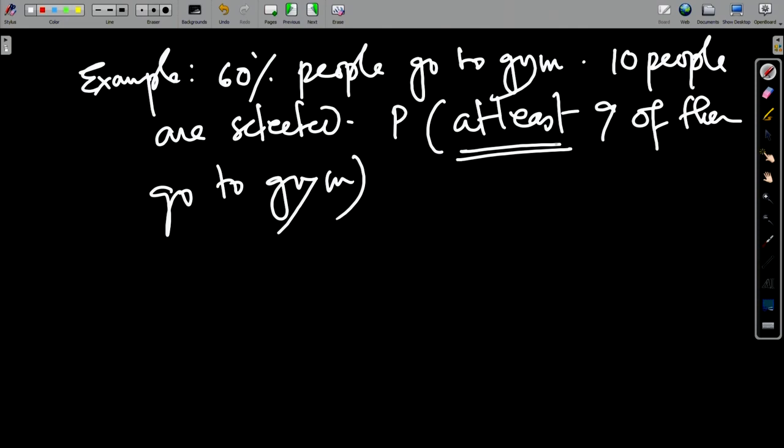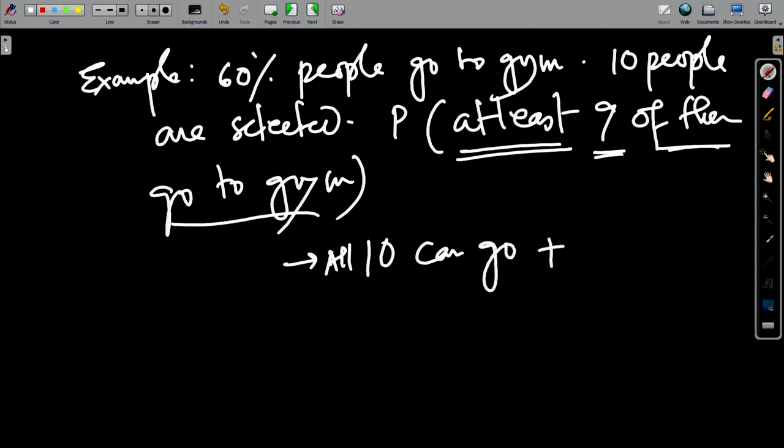Okay. So, if that is the case, I have to see what are the events that constitute the random variable here. So, the events are that all 10 can go, or 9 can go. Okay. But if it is less than 9 people, then it does not constitute the random variable that you are looking for. So, the probabilities of these two you have to add up, right.